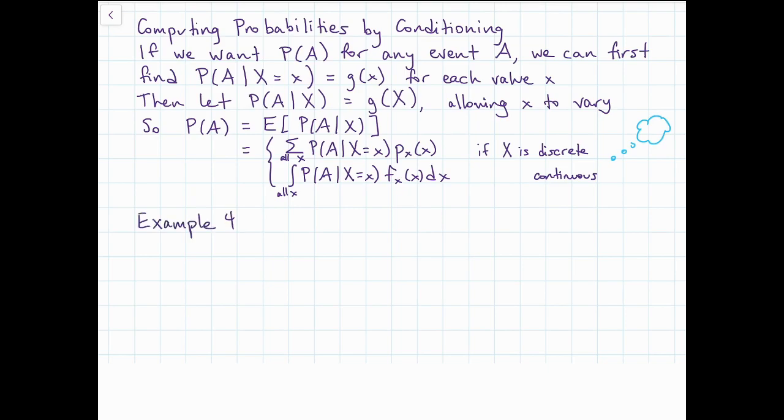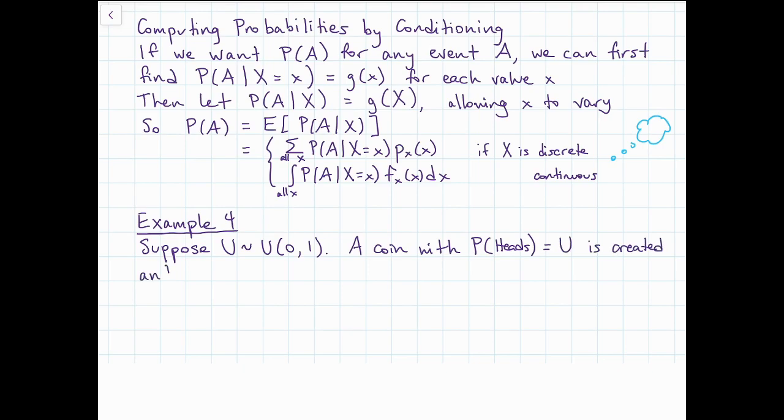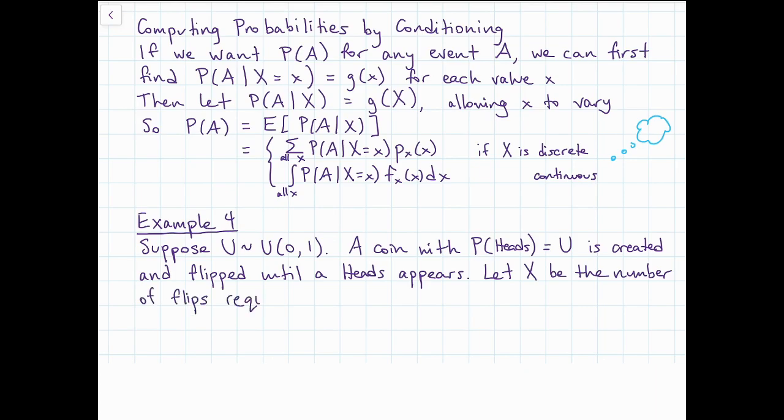So let's look at an example of doing that. Imagine that we have U, a uniform 0-1 random variable, and we're going to create a coin with a probability of heads equal to U. And we're going to flip that coin until we get a single heads and count up the number of flips that it takes to get that heads. And what I want is the expected value of X and the probability that X is greater than 2. See if you can think about how to approach this problem.